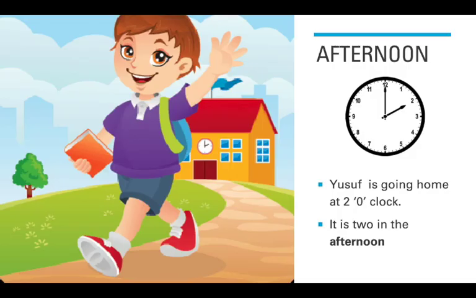Here we have Yusuf. Yusuf is going home at 2 o'clock. Now if we look on the clock, the minute hand, which is the long one, is pointing at the 12 and the hour hand is pointing at the 2. So we know it is 2 o'clock. And 2 o'clock is in the afternoon. That means it is after 12, which is noon, and 2 is after noon.